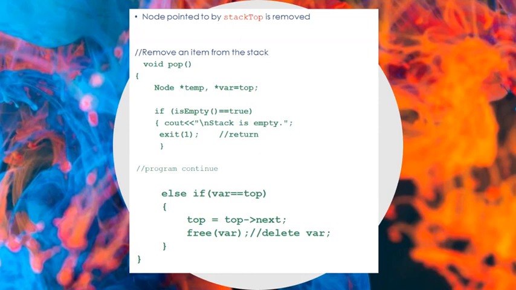And we check if the stack is empty. If empty is true, we say the stack is empty and exit 1 to return from the function. Else, if var equals the top, meaning we have a value in our stack, we set top to the next of top, and we can pop the value. We free the variable, which means we delete var.